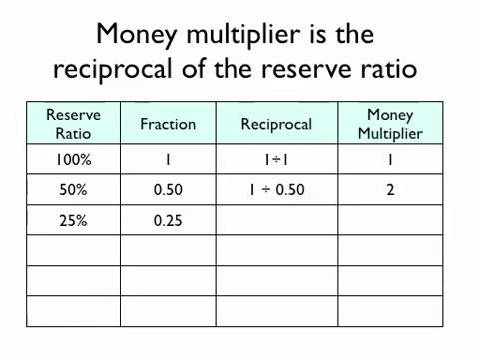If we drop to 25%, the fraction would be 0.25. 1 divided by 0.25 would be 4. And we can see how this would go along.